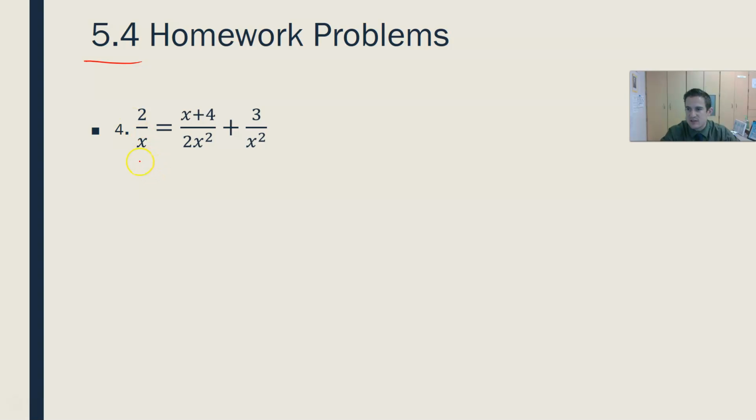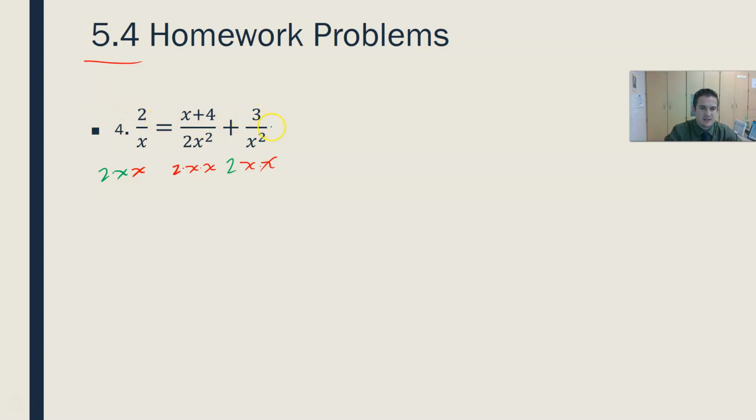So I'm going to break down each of these denominators into their individual factors. In the bottom of this fraction I have x, in the bottom of this fraction I have 2 times x times x, and in the bottom of this fraction I have just x times x. If all of these denominators are going to be in common, this denominator is going to need a 2 and an x, and this one is going to need a 2. In order to make all three fractions have the same denominator, I need to include the additional factors each fraction needs.